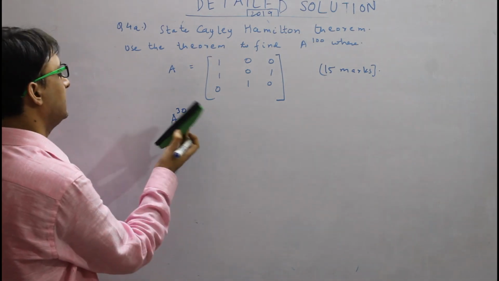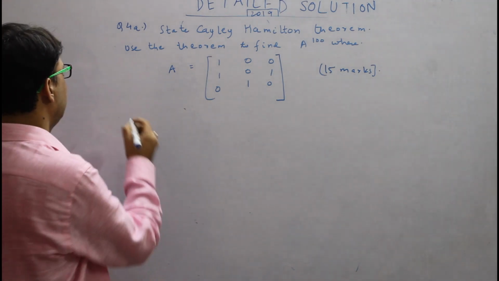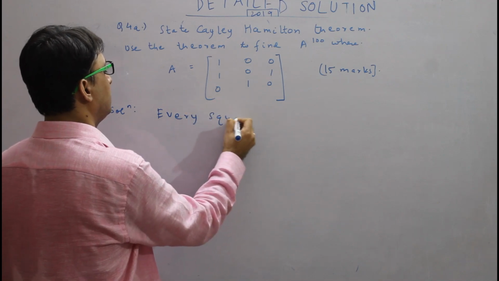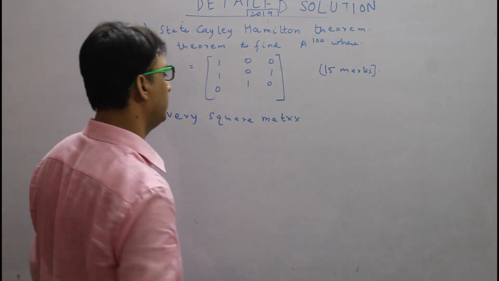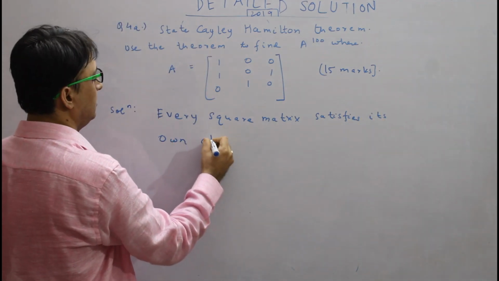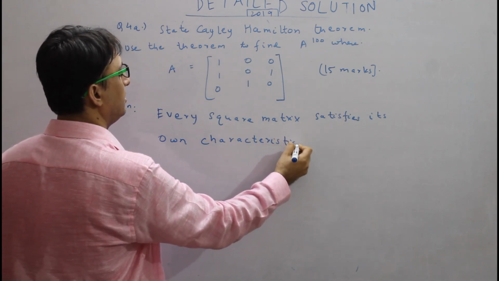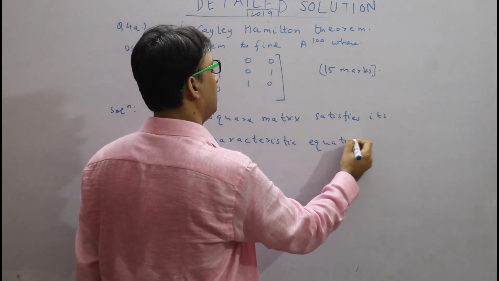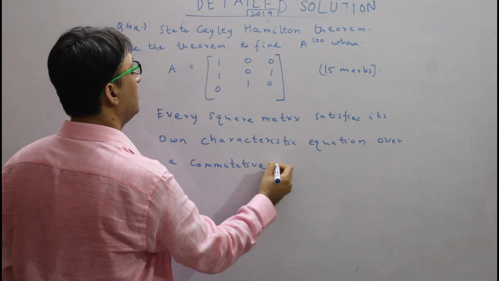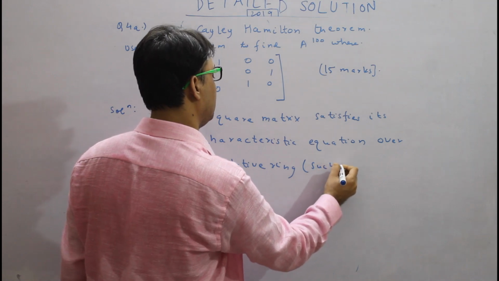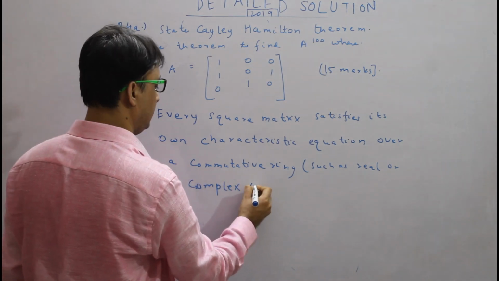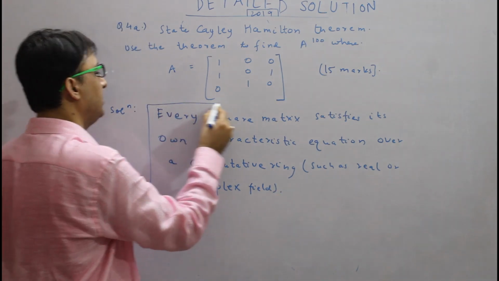Alright, so this is not new, but first we have to write what is Cayley-Hamilton theorem. Every square matrix satisfies its own characteristic equation over a commutative ring such as real or complex fields. This is our Cayley-Hamilton theorem.